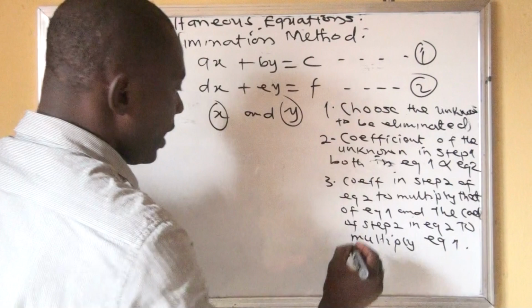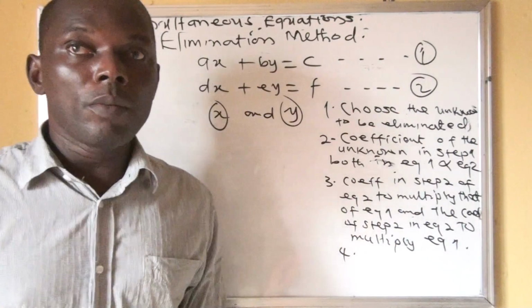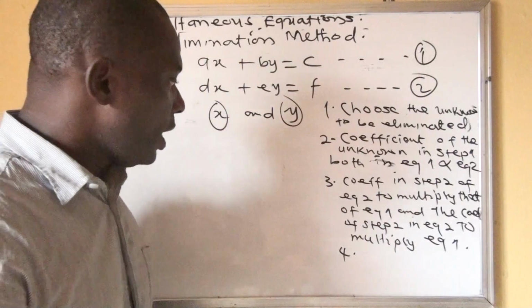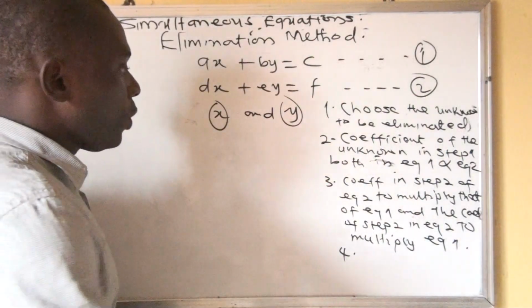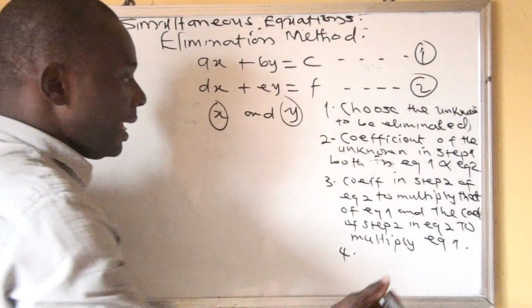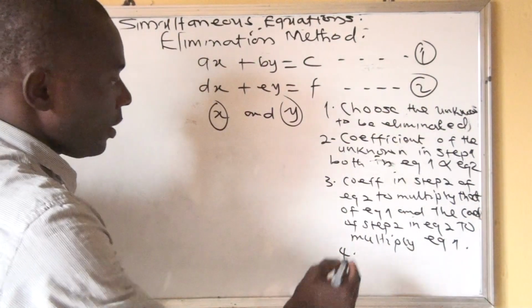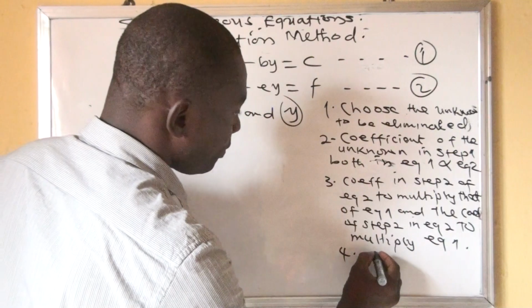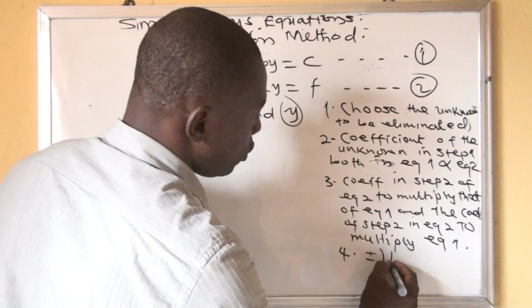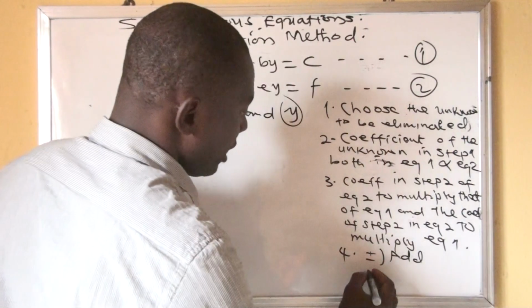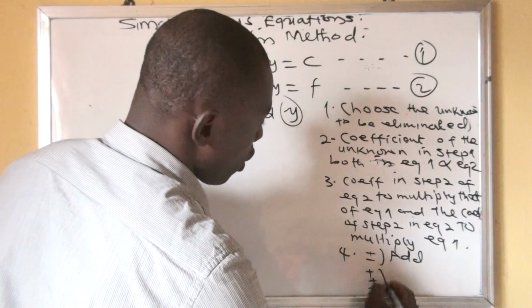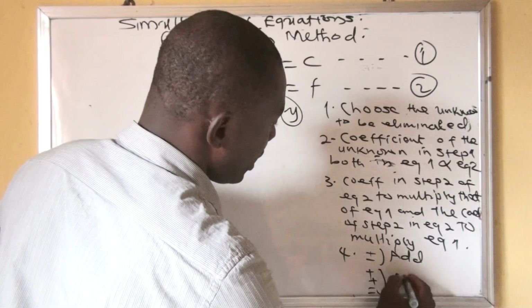Then step four: because we want to eliminate, what we need to do is look at the sign of the unknown that we are choosing, the sign in both equations. If the signs are different, that means plus and minus, we add. If the signs are the same, plus plus or minus minus, all we need to do is to do what?